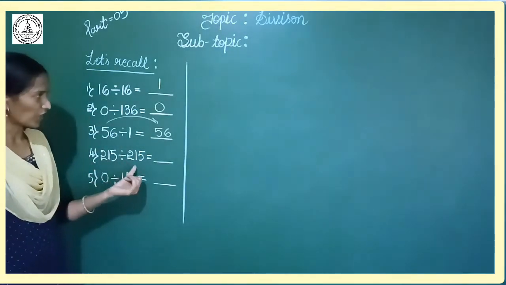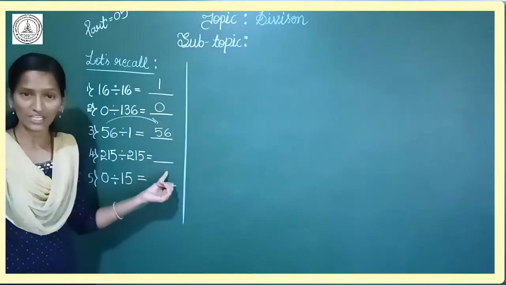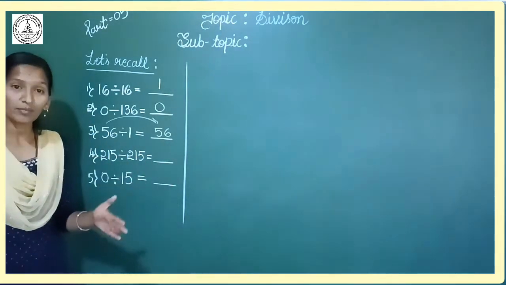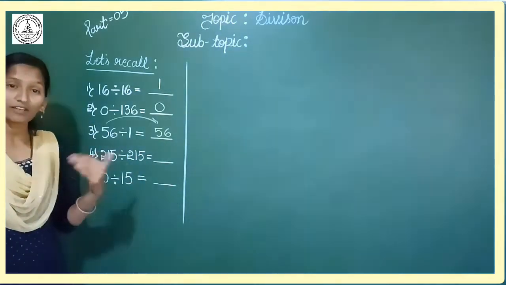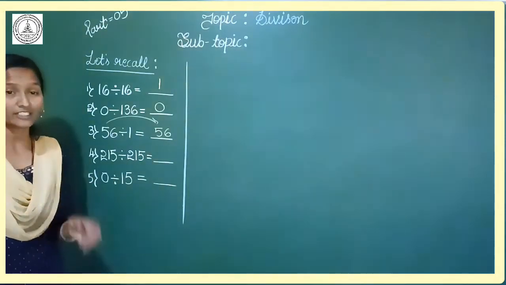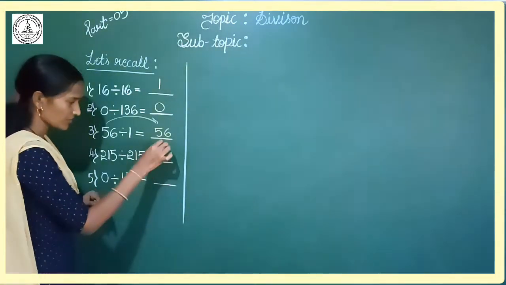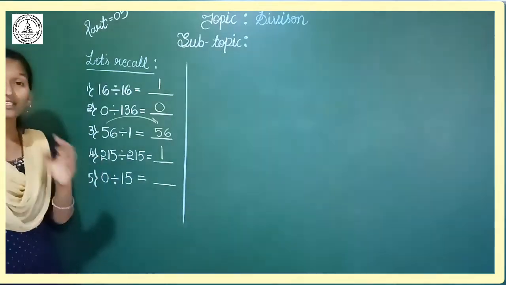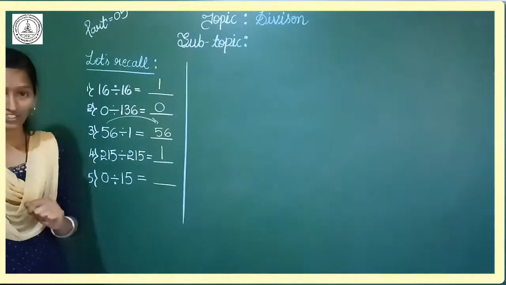215 divided by 215 is equal to dash. Any number divided by the same number, what is our quotient? Our quotient is 1, so write down 1 here. This is the second property of division.